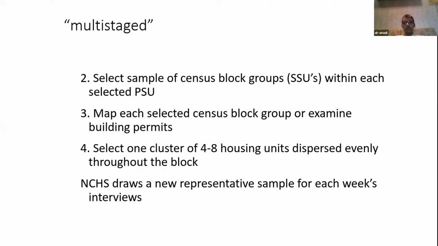Select a sample of census block groups within each selected PSU. Map each selected census block group or examine building permits. Select one cluster of 4 to 8 housing units dispersed evenly throughout the block, and you can draw the sample.